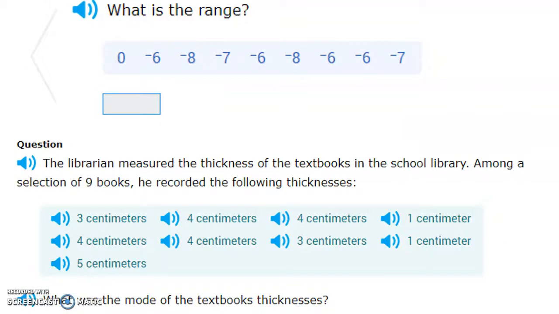Hey guys, this is Mrs. Moyer. I wanted to go over range and mode because I saw on IXL that there were some difficulties with that. So let's start with range.